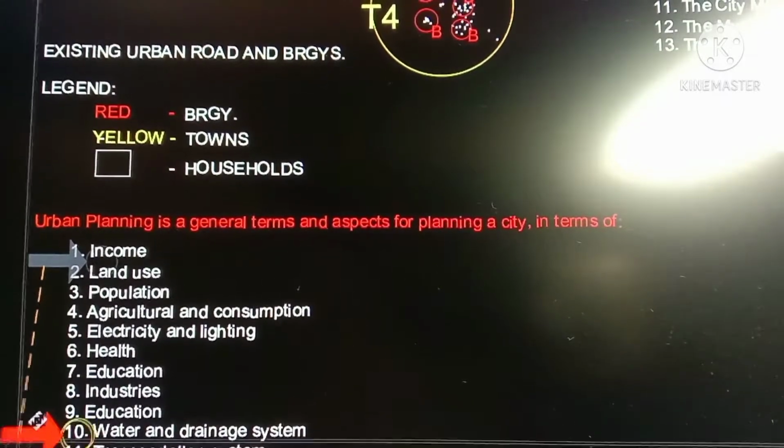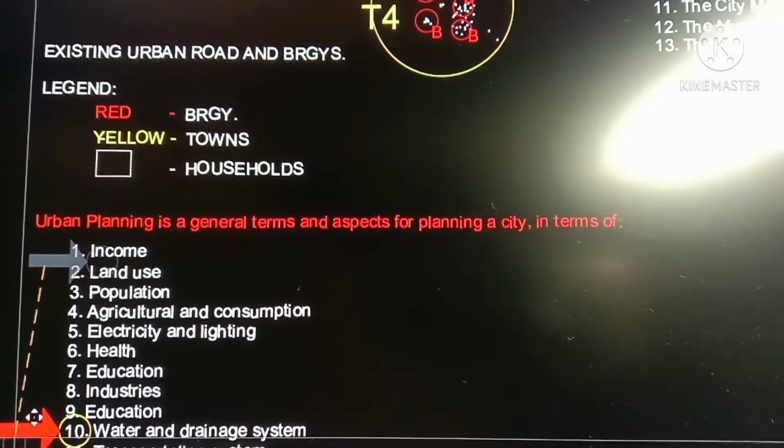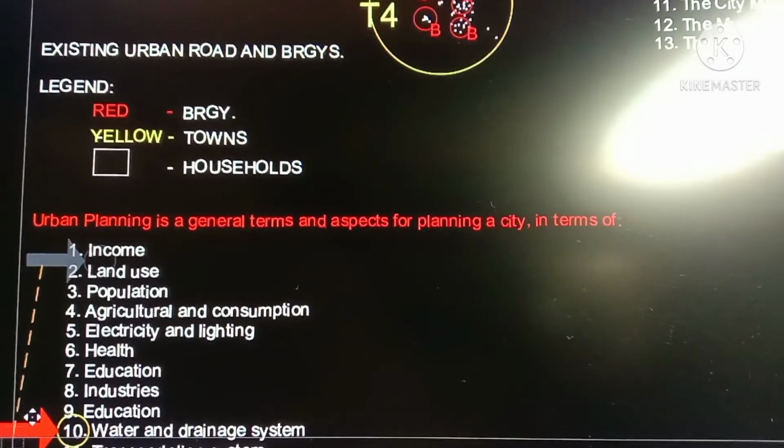Number 9, so we go to the water and drainage system. The water and drainage system is also very important in the city because without drainage, the city will be flooded. So it really needs proper planning for water drainage, and also for the water systems. There must be proper water systems planning within the city because water is very important. We need 75% water in our body, and only 25% for foods, something like that.